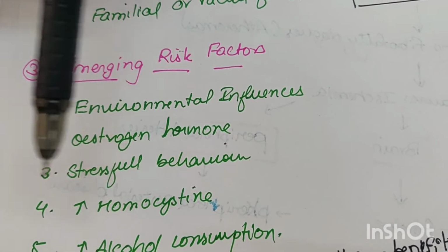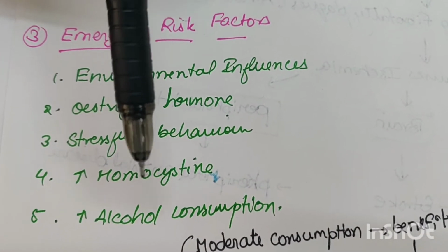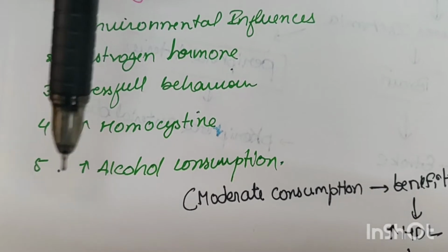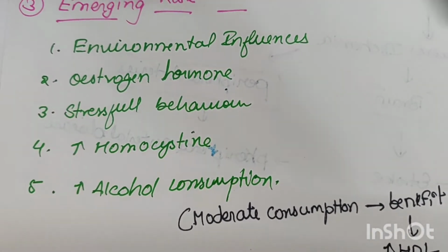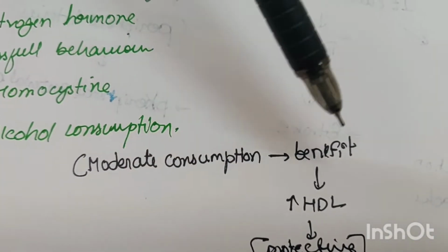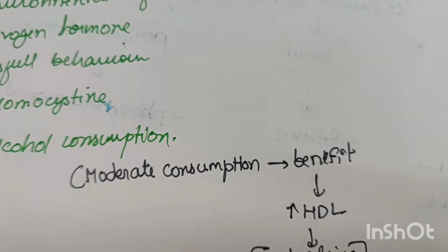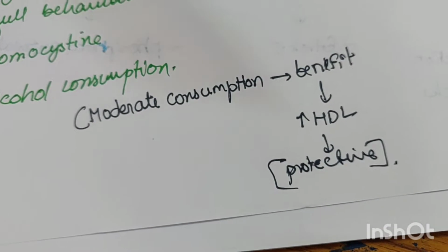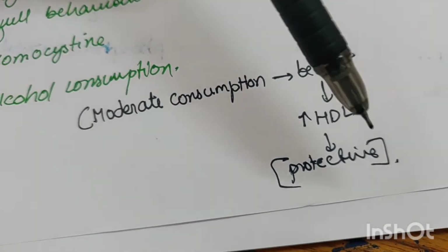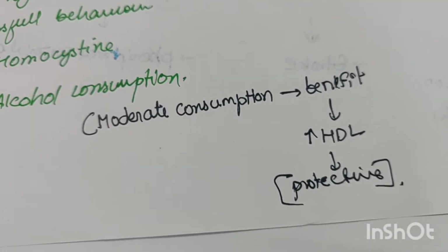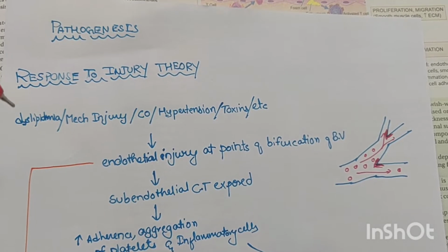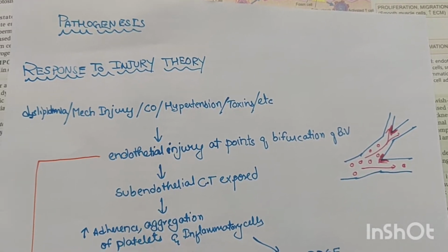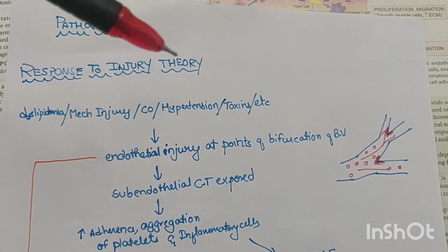And stressful behavior, increased homocysteine levels, and increased alcohol consumption. This is high-level alcohol consumption. Whenever you take a moderate amount of alcohol, it is beneficial to prevent atherosclerosis, as it increases the HDL levels, so it is protective in nature. Next we'll see about the pathogenesis. The pathogenesis of atherosclerosis follows different theories, but the most accepted theory is the response to injury theory.